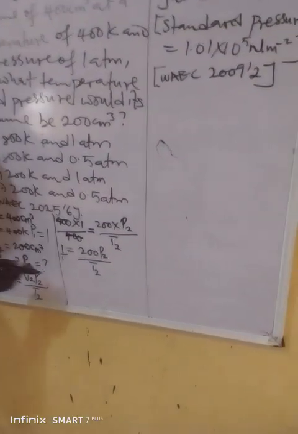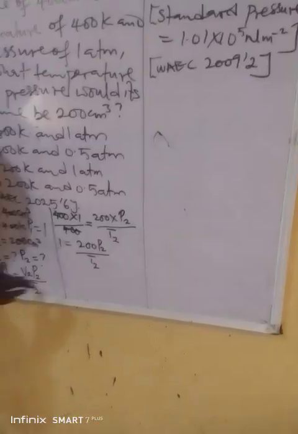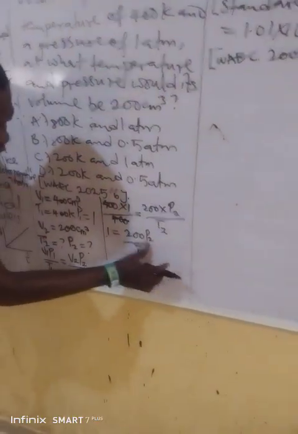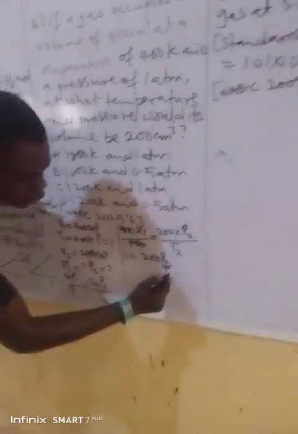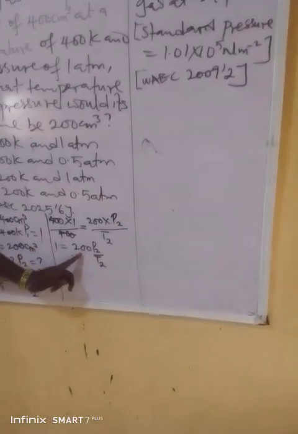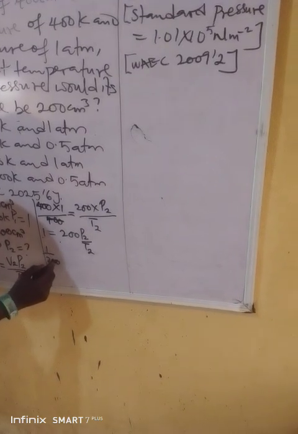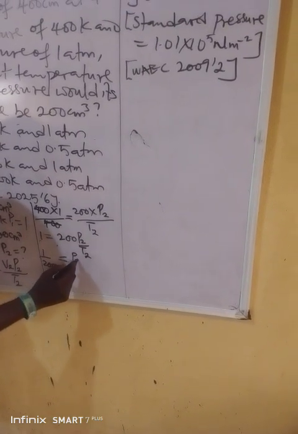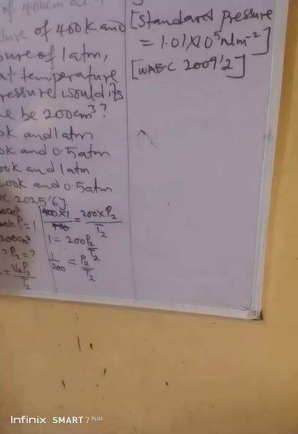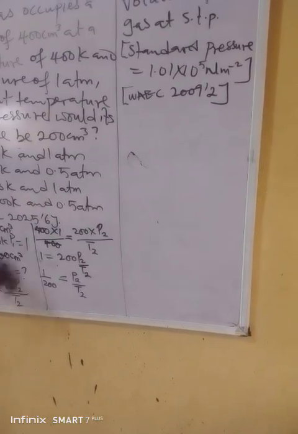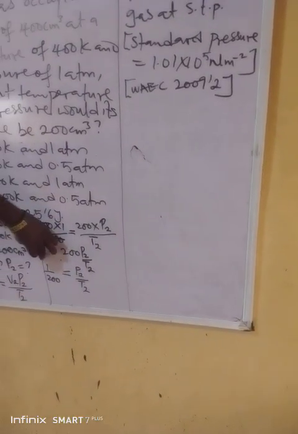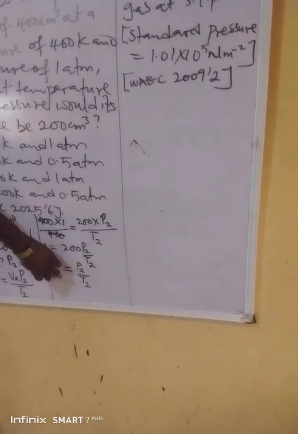What do I do to make this one from, I divide by 200. I can have 1 over 200 is equal to P2 over T2. Am I talking? Olympiad. P2, now get this one. T2, now get this one.